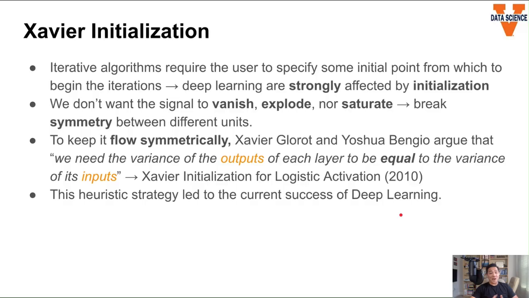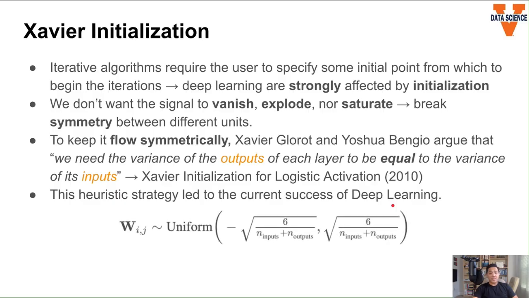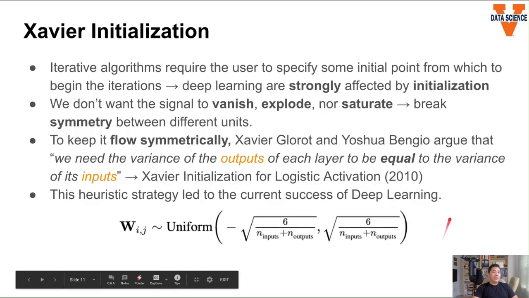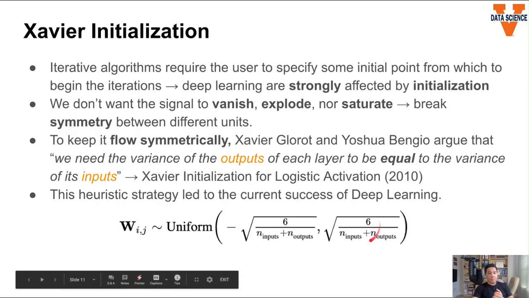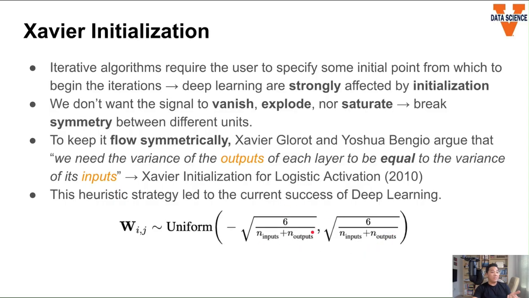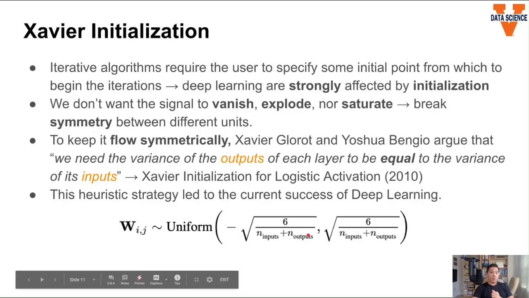So this heuristic strategy of initialization led to the current success of deep learning. And they are quite simple. All you have to do is, instead of initializing your network with 0 weight, which you shouldn't do, you initialize to some random, a uniform distribution with either negative or positive weight calculated by this. So this will be different from layer to layer, depending on how many inputs that layer receives and how many outputs that layer produces. And that would help initialize the weight for that particular layer, right?